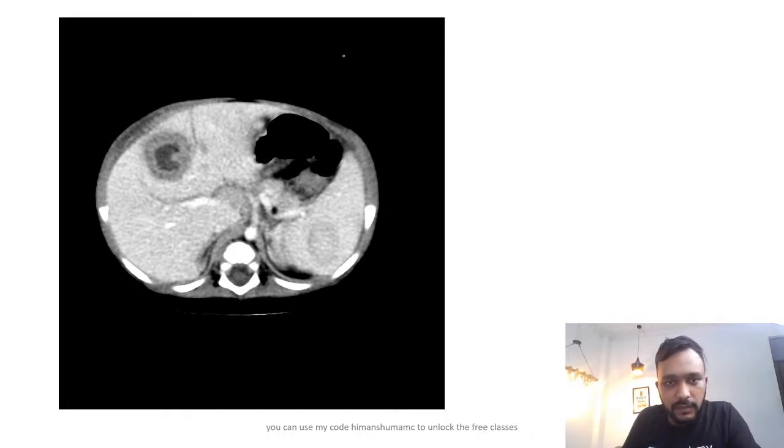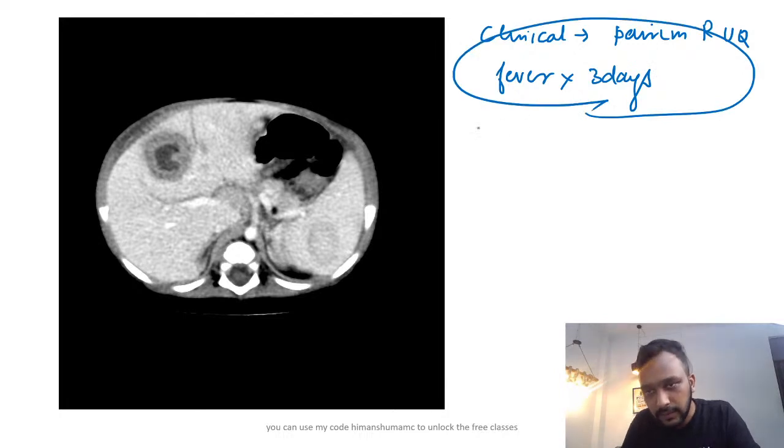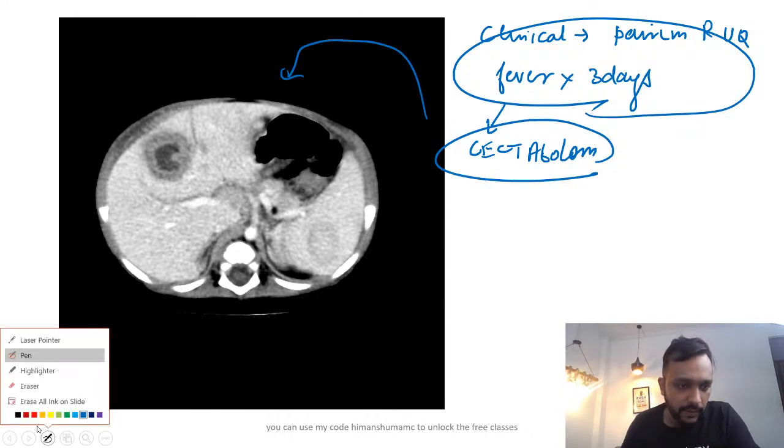Okay. So guys, this is a patient presented with clinical history of pain in the right upper quadrant. She also has history of fever for the past 3 days. Okay. CECT abdomen was done for this patient, and we could see the following lesion.